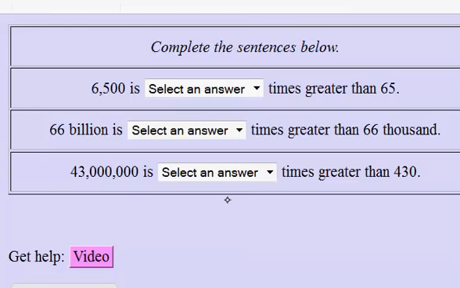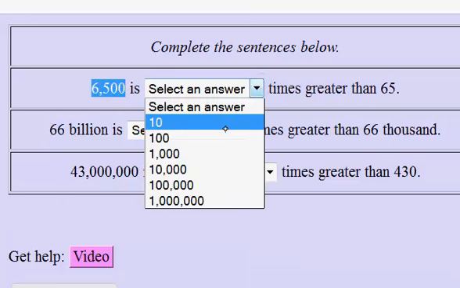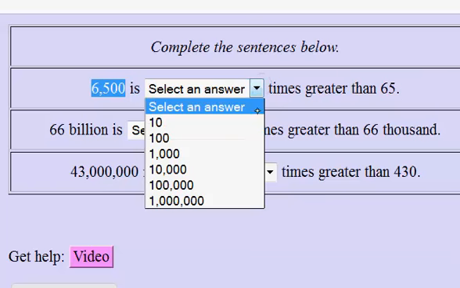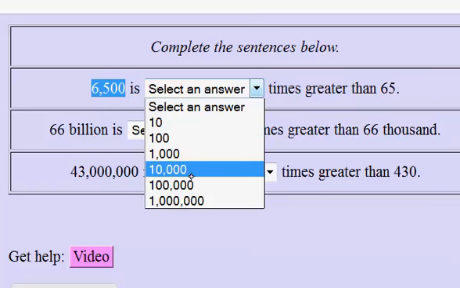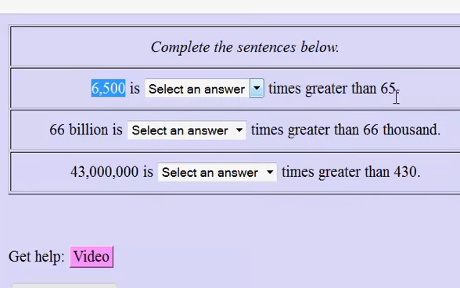Here's a problem where I am to compare the magnitude or the size of two numbers. For example, I need to know whether 6,500 is 10 times greater than 65, or perhaps it's 100 times greater than 65, or perhaps it's 1,000 or 10,000, and so on and so forth, times greater than 65.